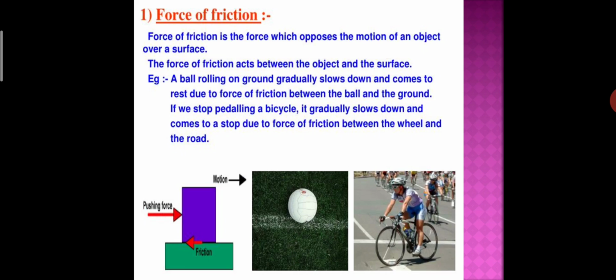Example you can take. See in this one, 3 examples are given. A ball rolling on the ground gradually slows down and comes to rest due to the force of friction between the ball and the ground. If we stop pedaling a bicycle, it slows down and comes to a stop due to the force of friction between the wheel and the road. Same is there in the form of a wood block also.